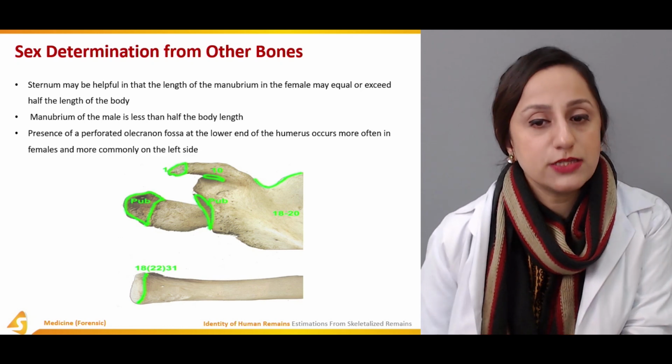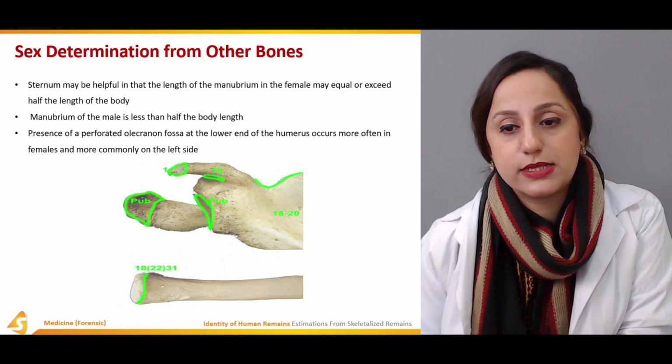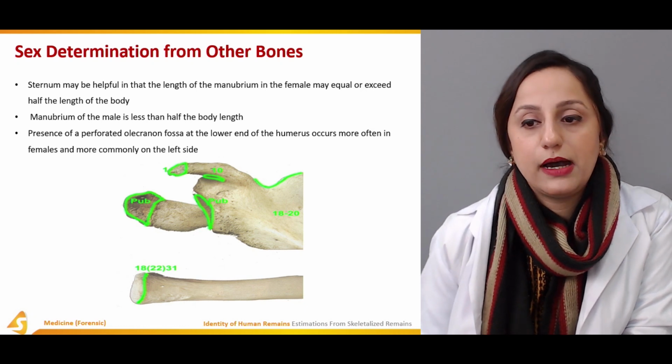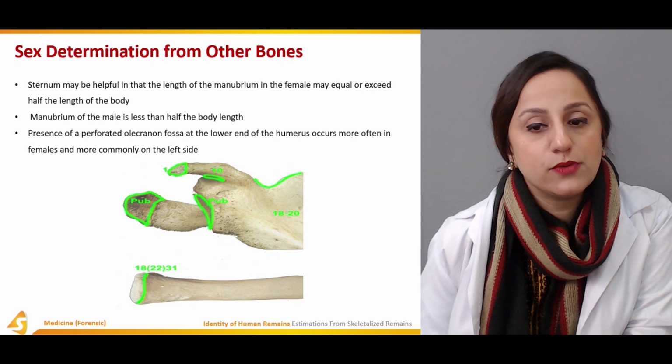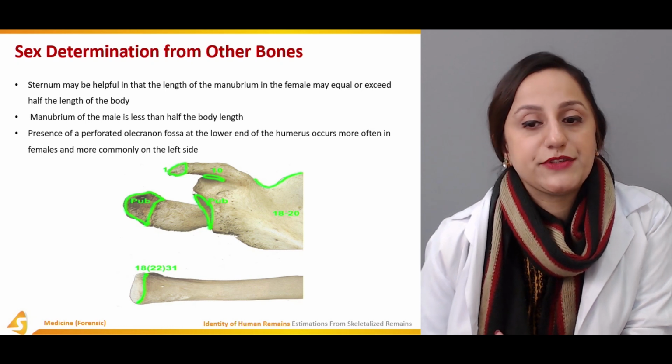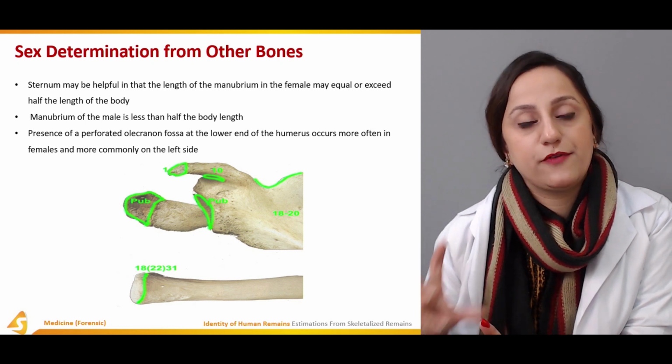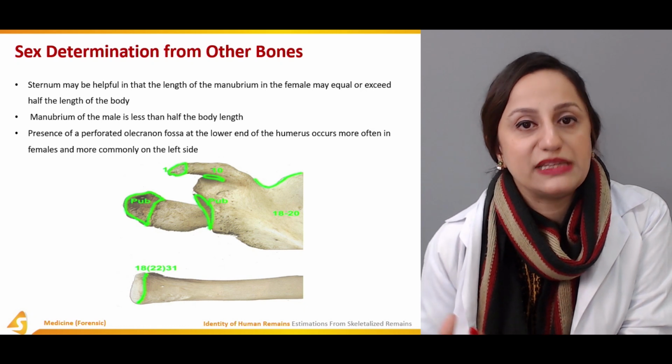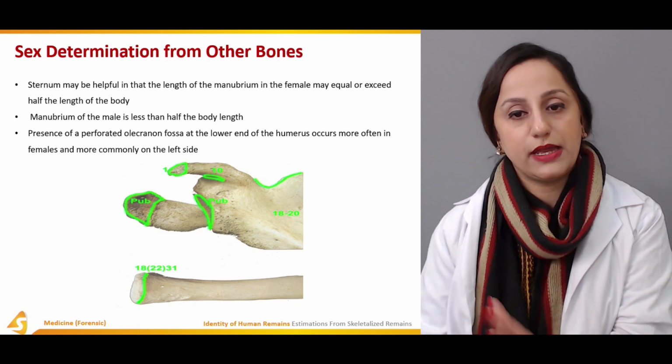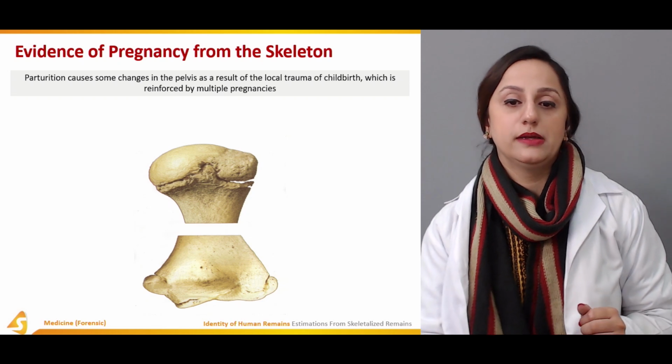Now, the presence of a perforated olecranon fossa at the lower end of the humerus occurs more often in the females and more commonly on the left side. So there are certain findings that we find more frequently in the females than in the males, and we have to keep them in our mind as well.